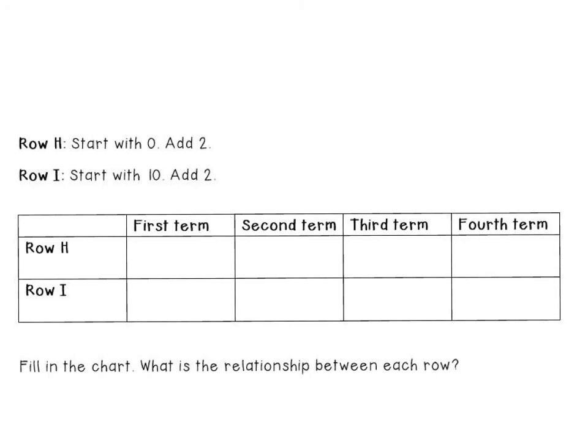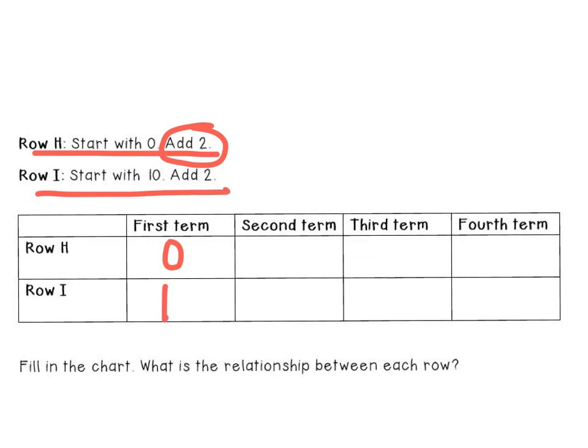What I want you to do is fill in this chart. So on a piece of paper, you will need to write this chart down, and you're filling in the chart. So it tells you what you're supposed to do for row H. So in the top row, you need to start with 0. So your first term is 0, and I want you to tell me what the second, third, and fourth terms are, and you can do that because you're adding 2. Row I, you're starting with 10, and you're adding 2 each time. So I want you to tell me what the second, third, and fourth terms are there.